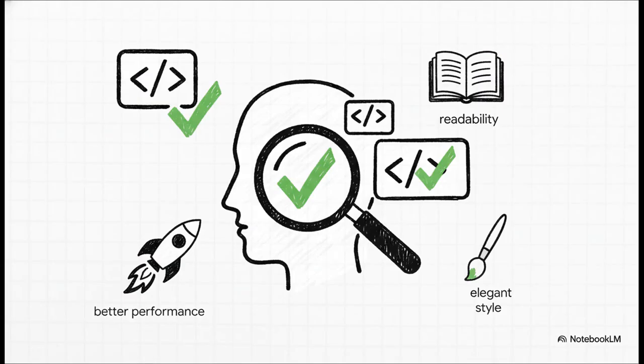So why is this so powerful? Why does this matter? Well, because correct isn't always the same thing as good. This method lets you pick a solution based on things that tests can't really measure. Like, is it readable? Is the style elegant? Is the performance better? You get to see a whole range of valid solutions, and a human can actually make the final call on which one is truly the best fit.